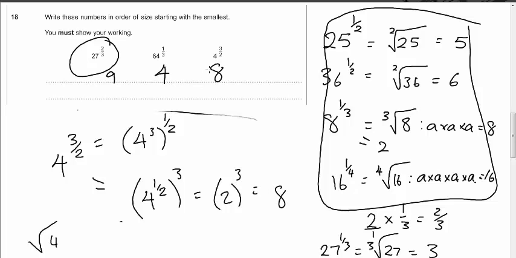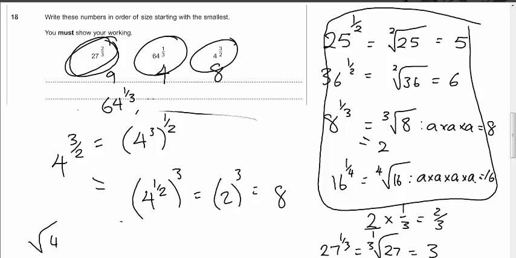So the smallest is this one here, then it's this one, then it's this one. The way you write your answers is: 64 to the 1 over 3, 4 to the 3 over 2, and then 27 to the 2 over 3. Okay, hopefully that makes sense.